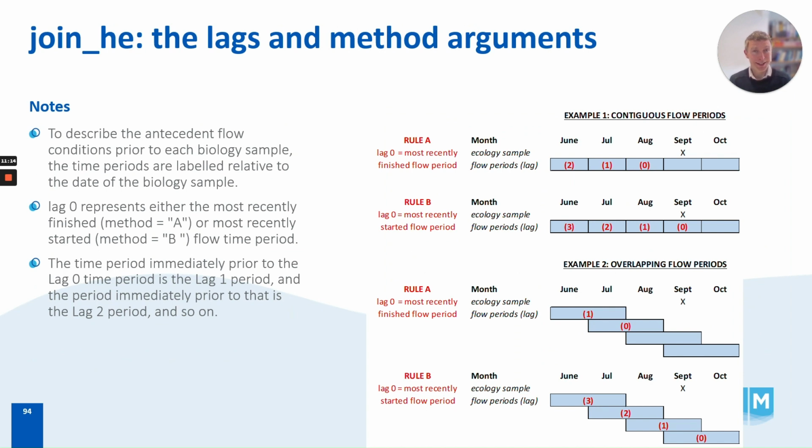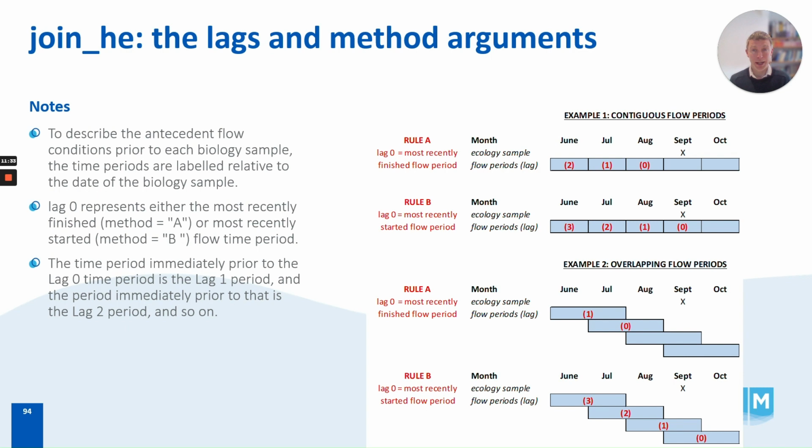So that hopefully gives you a few ideas, or some advice really, in terms of how to use the calc flow stats function. The next step in the process is to join our biological sample data with those flow statistics. And to do that, we use the join AG function.